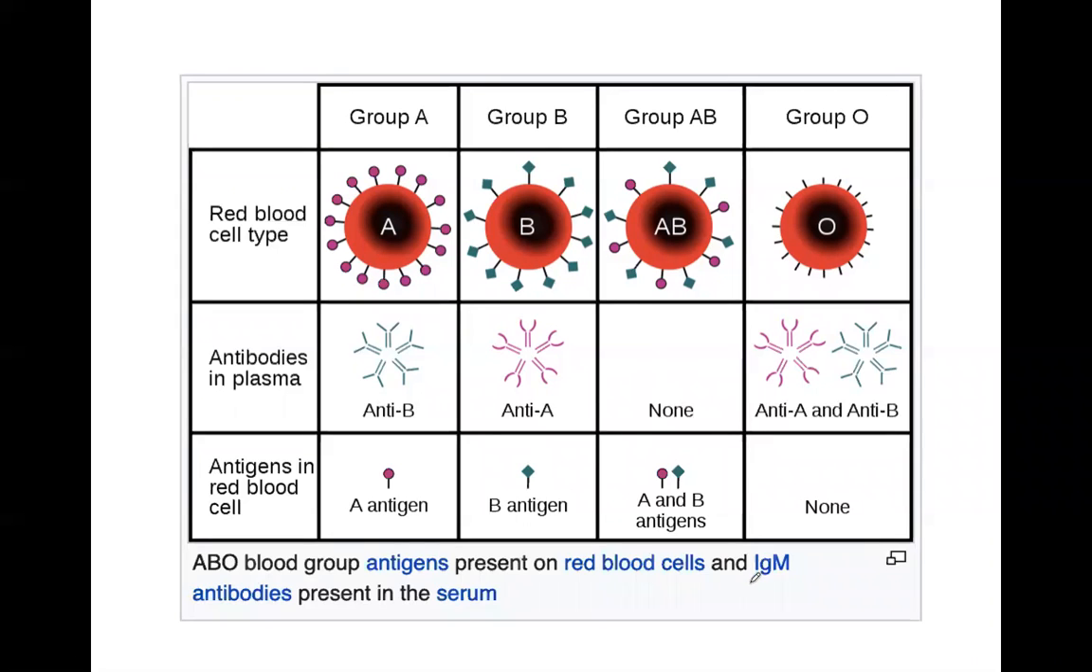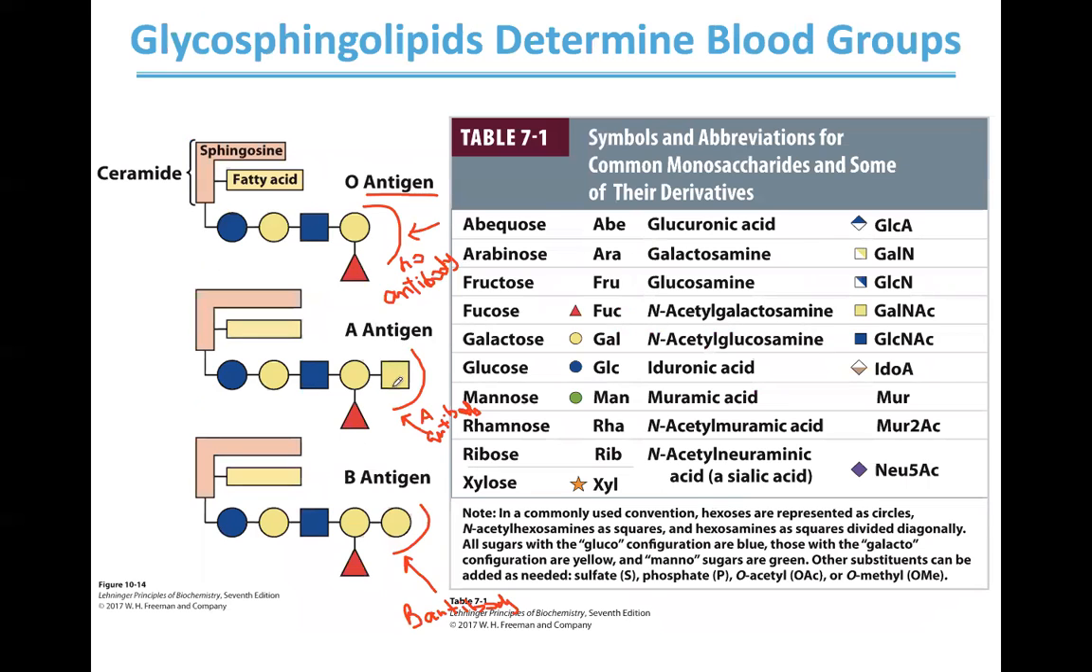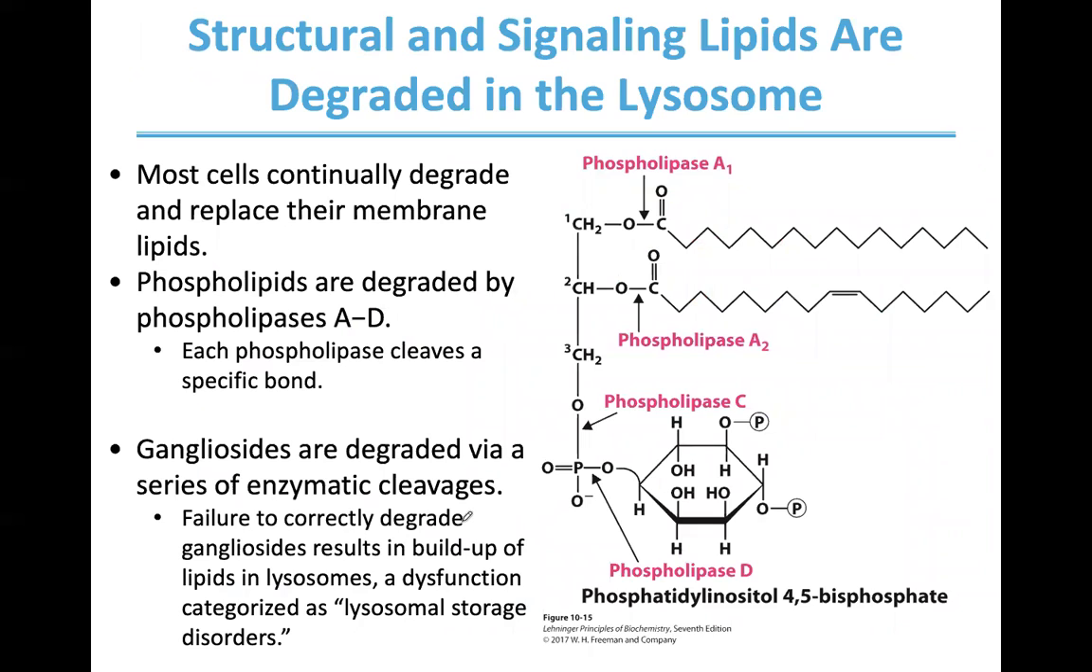And so the antibodies, the particular type of antibodies, you know, there are different kinds of antibodies. These ones are IgM antibodies, which are present in serum. Do you guys have any questions about how this works? So you can see it's a sphingolipid present in the red blood cells, and specifically the particular kind of carbohydrates which are attached to the ceramide will dictate what blood type you have and can be the reason for immune reaction. All right, let's keep cruising.